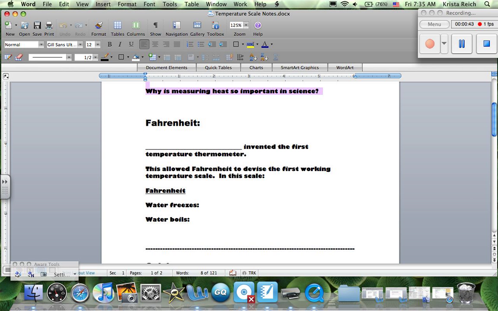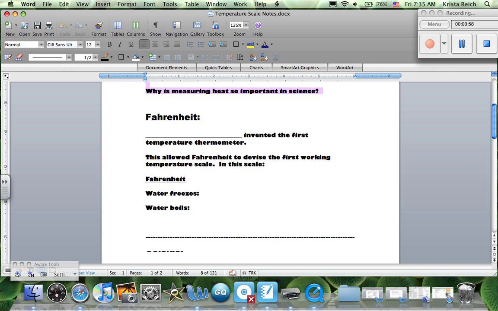Okay, we need to know that because I need to know what temperature it's going to take to melt down maybe a solid, or what temperature it's going to take for this liquid to change into a gas. So that's why it's important in science.